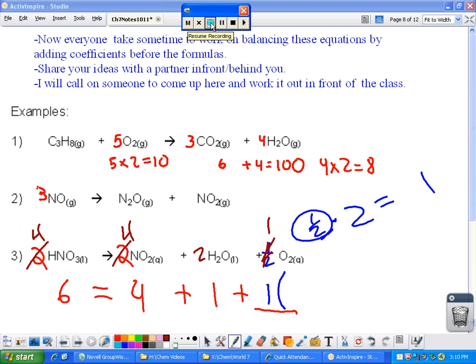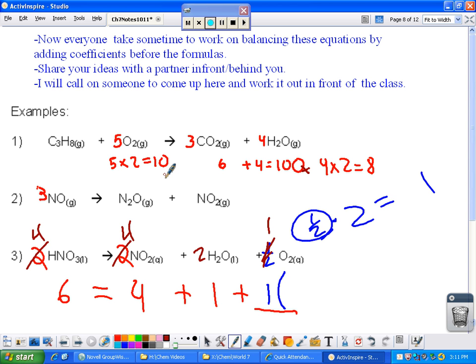So here are the answers. We have 3 carbons, so we multiplied that by 3. We had 8 hydrogens, we multiplied that by 4. The oxygens were tricky because they got split apart over here. We have 3 times 2 is 6 oxygens, and 4 times 1, so that's a total of 10 oxygens. And so here we did 5 times 2 to also give us 10 oxygens.